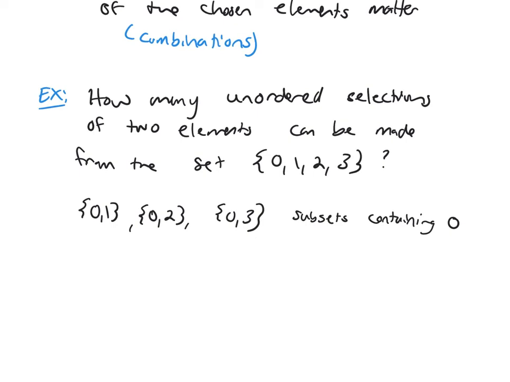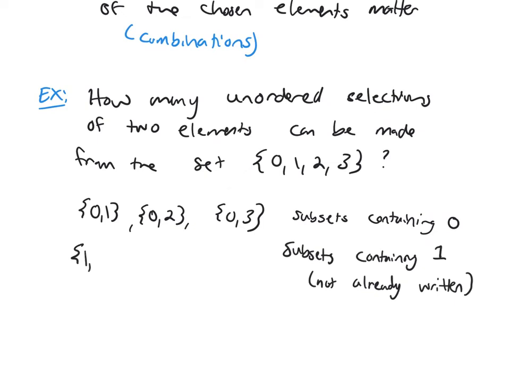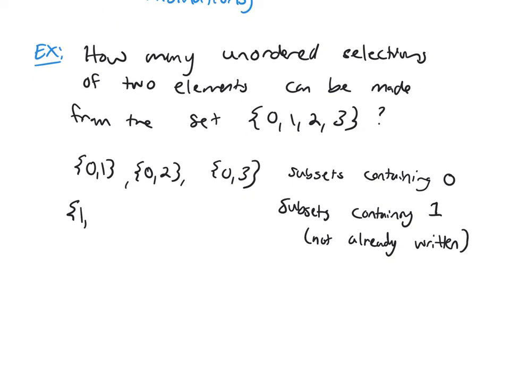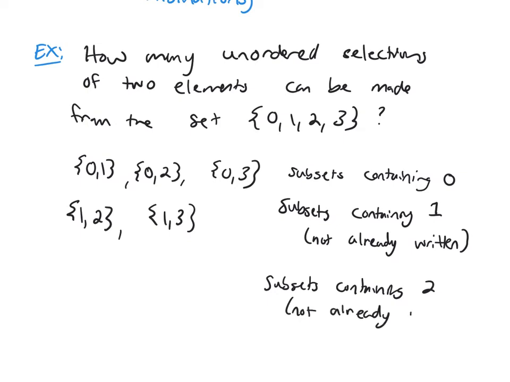So now let's write down the subsets containing 1, but those that are not already written. So 1, we don't need to consider 0 because it was already listed previously, so I could have the subset 1, 2, or I could have the subset 1, 3. And now list the subsets containing 2 and those not already written down. So I don't need to consider 0 or 1 because those have already been listed. So 2, the only other possible element would be 3.